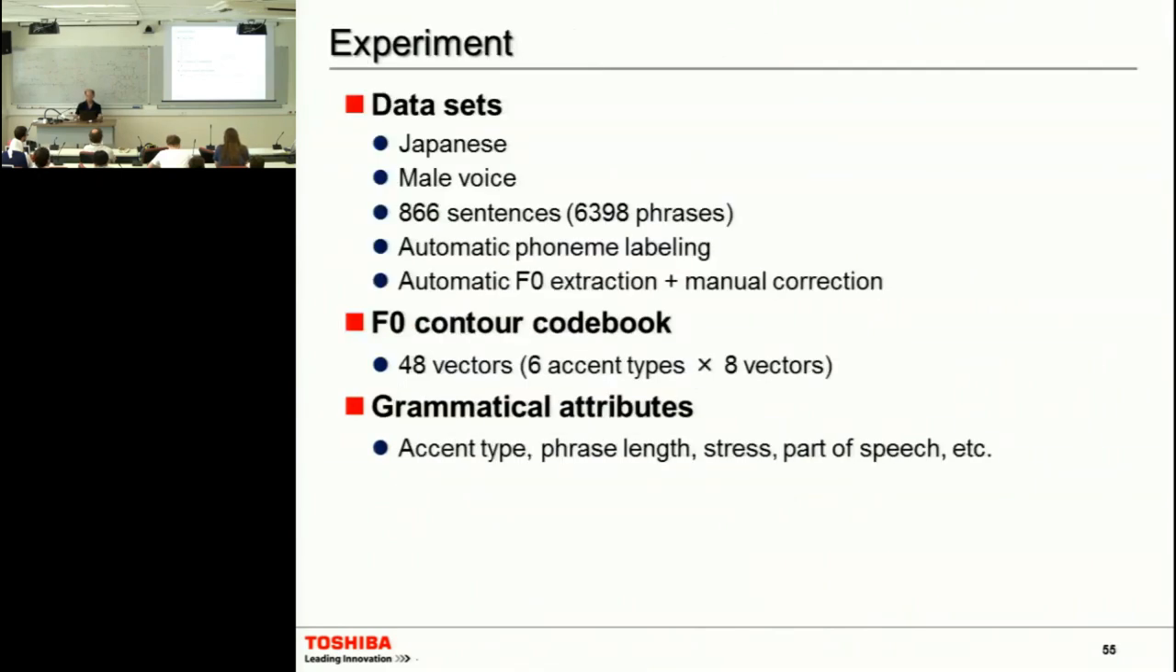And here I had an experiment. In this case, we use about 866 sentences of a Japanese male voice. We extract F0 and do manual correction of F0. Then we created 48 vectors for 6 accent types, and each accent type has 8 vectors as representative vectors in the codebook.